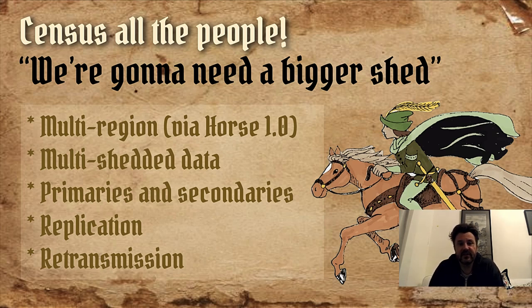We have primaries and secondaries because of the difficulty of replicating data. Actually having to do a request via the capital to update data in a local city is disproportionately long. Therefore, it makes sense to have the data primaried where it is most likely to be used and then replicated later on. We have replication of data, and we need retransmission because Horse 1.0 is just a terrible protocol for moving things about.